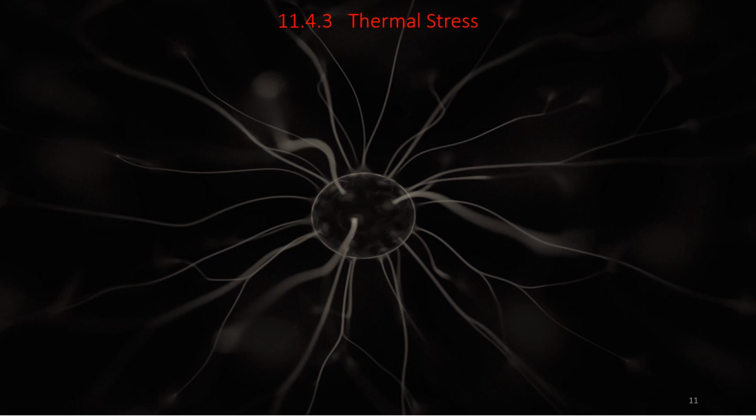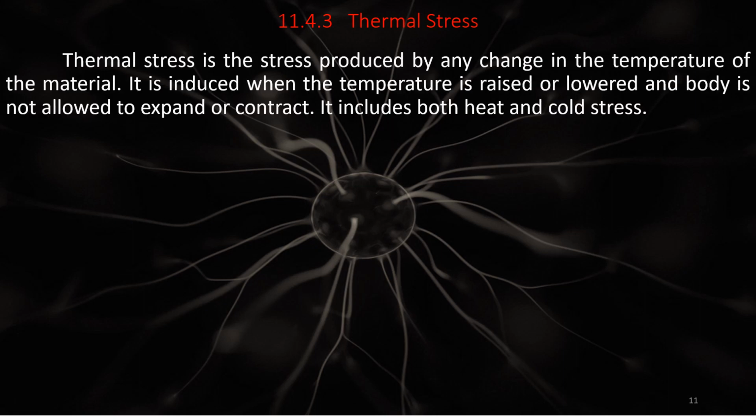Next we will take up the term thermal stress. Thermal stress is the stress produced by any change in the temperature of the material. It is induced when the temperature is raised or lowered and the body is not allowed to expand or contract. It includes both heat and cold. That means when a metallic rod is heated and it is not allowed to expand, the temperature rises, and due to the increase in temperature it produces a thermal stress. Similarly, if you reduce the temperature, then also thermal stress is produced. So it is produced when the body is not allowed to expand or contract.